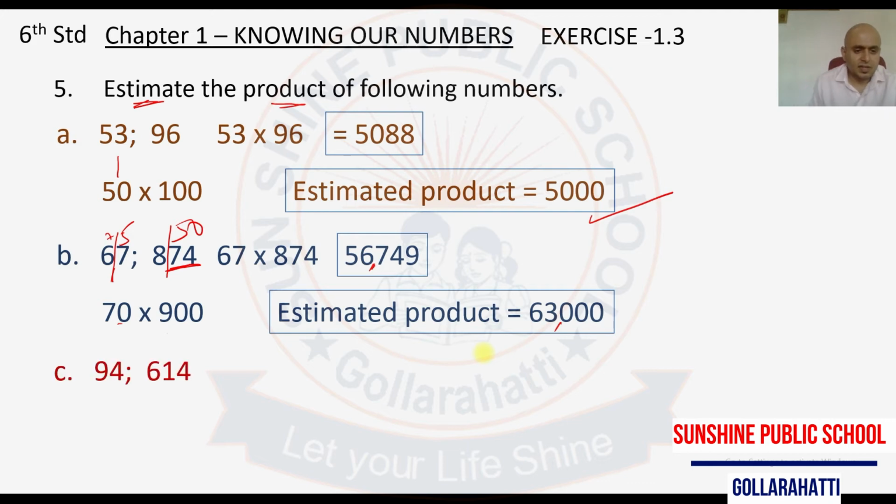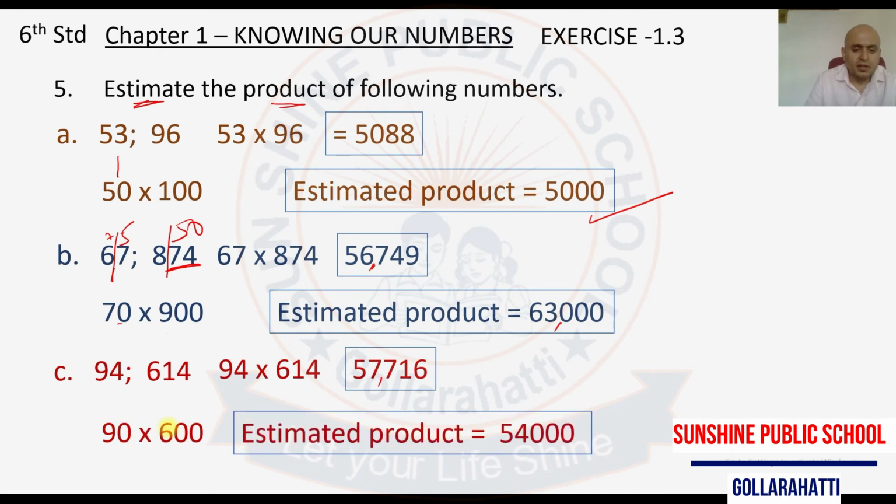Next question, 94 and 614. So if you multiply 94 and 614, you will be getting the product as 57,716. But if I take 94 as 90 and 614 as 600, the estimated product will be 54,000. When you multiply these two, 90 into 600, the product will be 54,000.